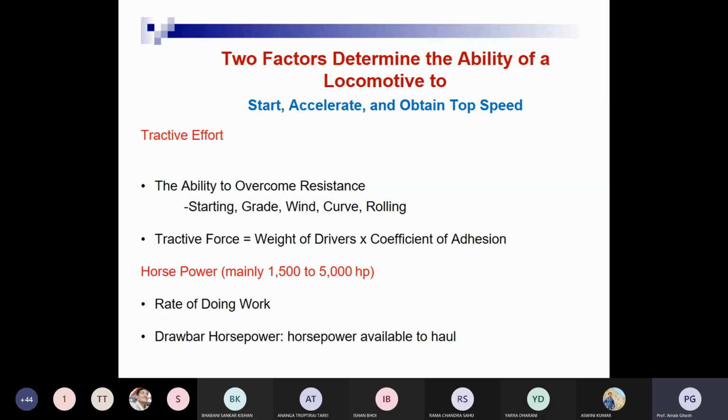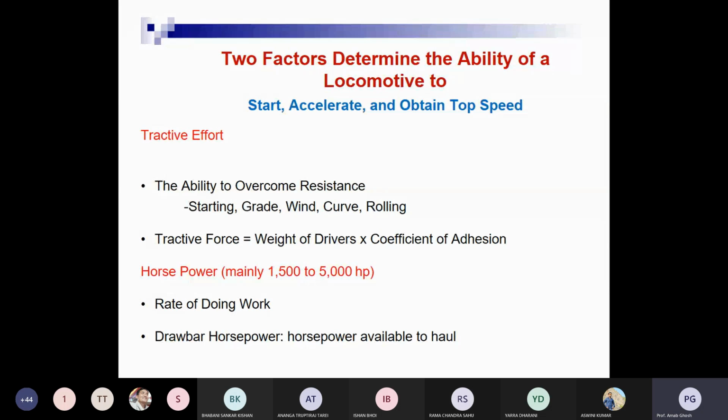Now there are two most important factors for determining the ability of the locomotive, the tractive effort of the locomotive.